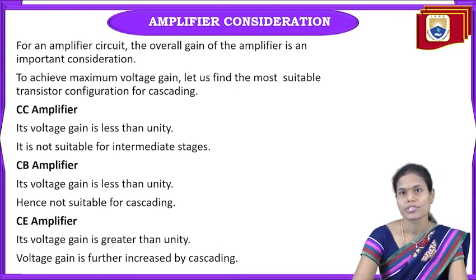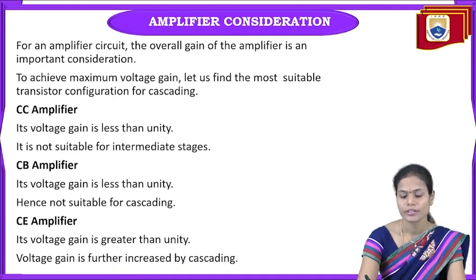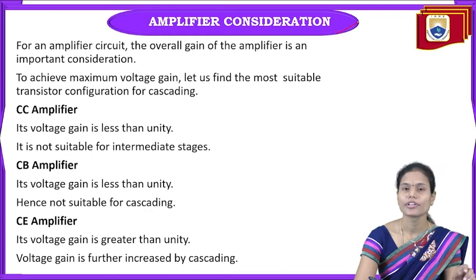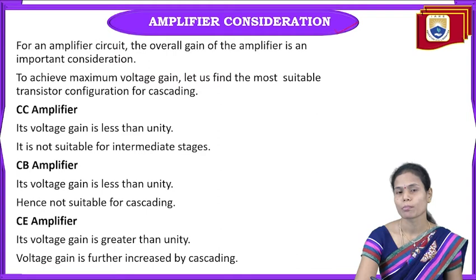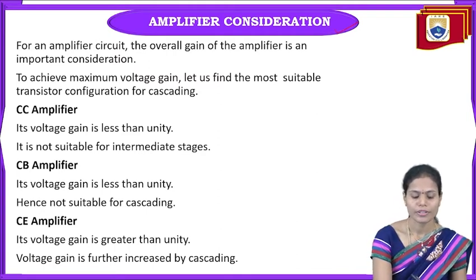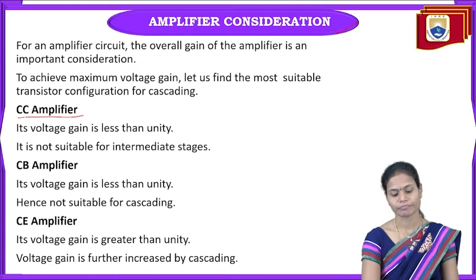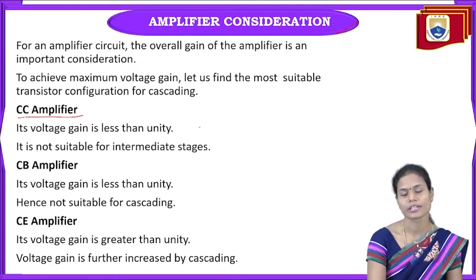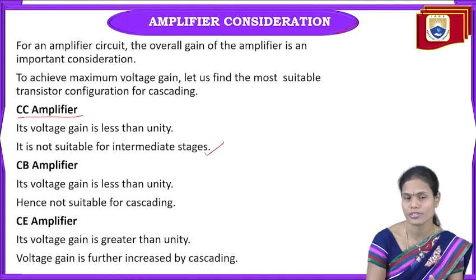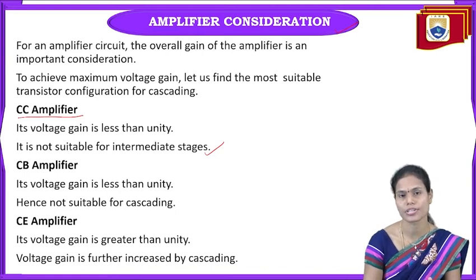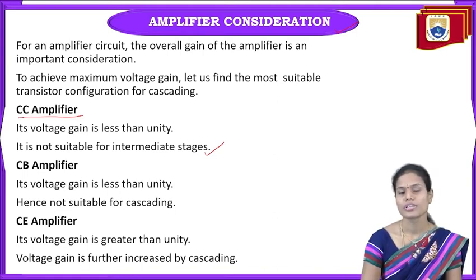While making a multi-stage amplifier, which type of transistor configuration do we have to use? In order to know that, first of all, we have to see which properties each configuration provides. Suppose we take the common collector amplifier. In this case the voltage gain is very low, less than 1, so it is not suitable for intermediate stages. We can utilize it in the first stage or in the last stage of the multi-stage amplifier, but not in any middle stages of the amplifier.